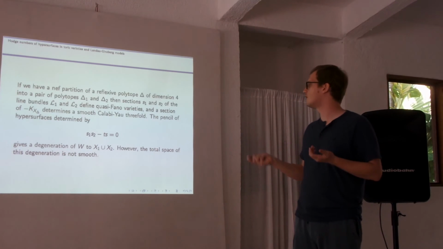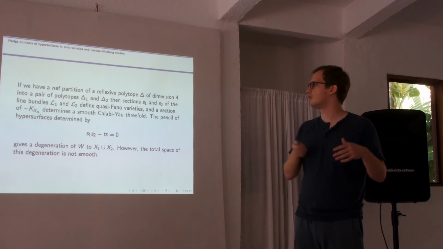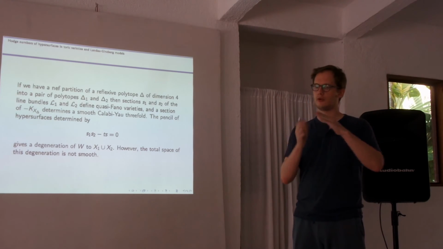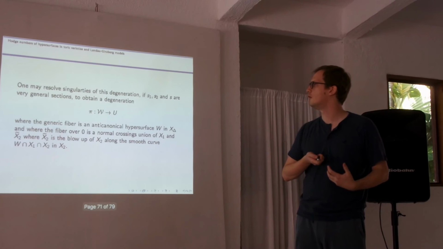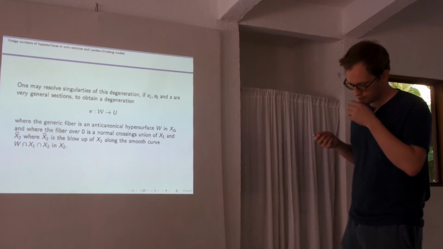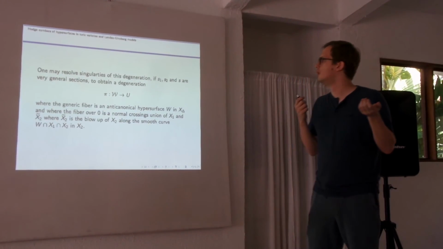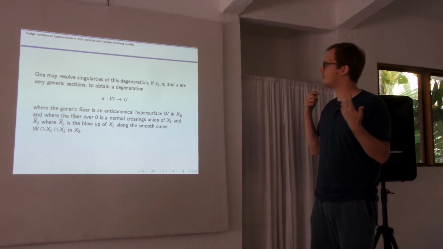The problem with this thing is that the total space of this degeneration is not smooth. There are going to be singularities in the central fibers, which is where we're really interested in looking. So one can do standard things and resolve the singularities of this degeneration. Take S1, S2 to be very general sections.